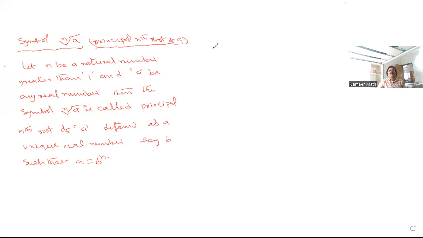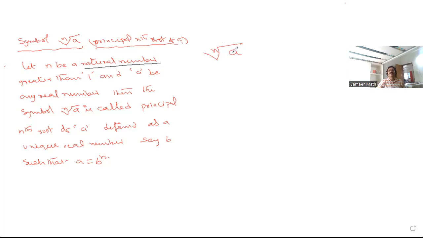I want to tell you about this symbol we are going to talk about. What is n? What is A? What is this structure called? You may have so many doubts, and you will get the answers in this definition. See here, n is a natural number, and what type of natural number? Not one, certainly; it is greater than one.